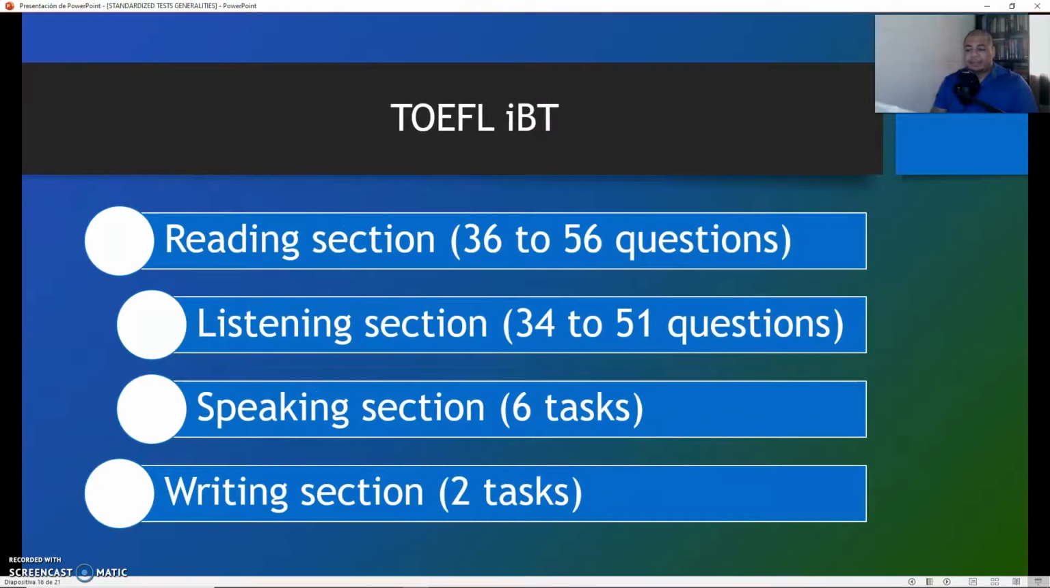And in this test, in the reading section, you will find from 36 to 56 questions. In the listening section, from 34 to 51. The speaking section gives you 6 tasks, 6 different activities you are going to perform when you are going to speak. Not all of them are integrated, only some of them. And then the writing section provides you with 2 tasks.